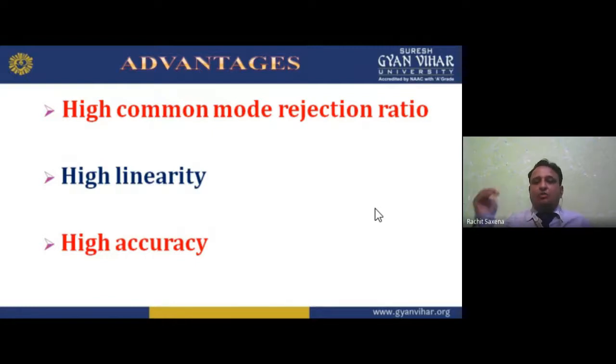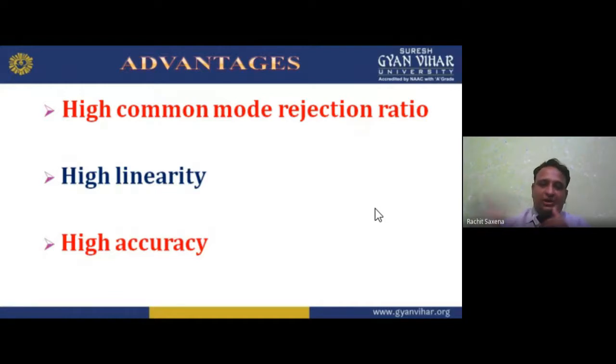So high common mode rejection ratio, high linearity, working in a linear form, not nonlinear. Otherwise there will be no linearity, though it can work. So high linearity, then high accuracy, high common mode rejection ratio as required by the amplifier. In an op-amp we always have high CMRR, that is common mode rejection ratio. High linearity will be there.